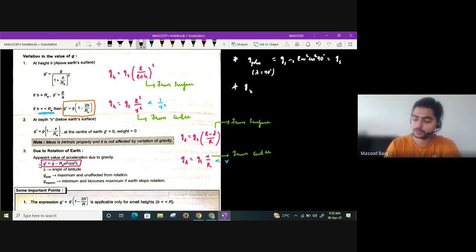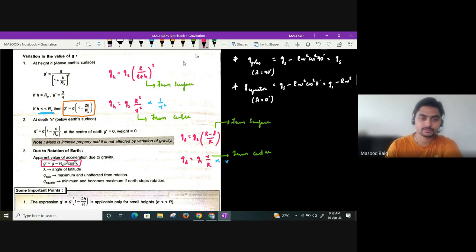However, if we talk about g value at equator, what will I get? Lambda value, you'll get it as 0 at equator. What will I get? g at surface minus R omega square cos square 0. Cos 0 is 1. So I can write it as g s minus R omega square. Clear, all of you? So will rotation affect the value of acceleration due to gravity at poles? No. Will rotation affect the value of acceleration due to gravity at equator? Yes. It is g at surface minus R omega square.